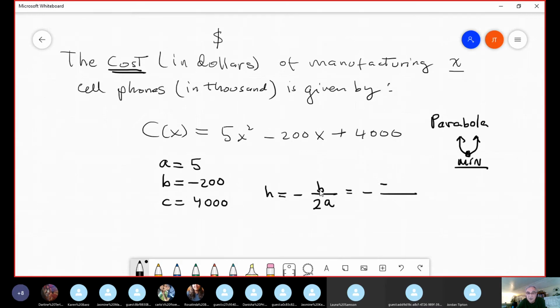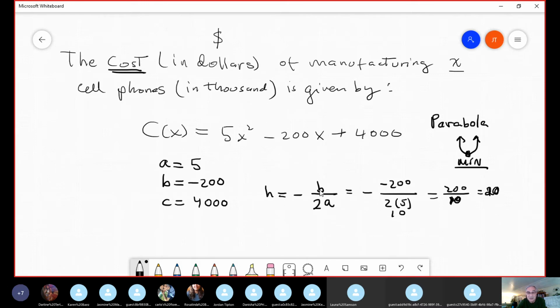So minus b is negative 200, divided by 2 times 5. 2 times 5 is 10, not 20. You're right, it's 10. A double minus becomes positive, so it's 200 divided by 10, which is 20. 20 is h, and h is x.